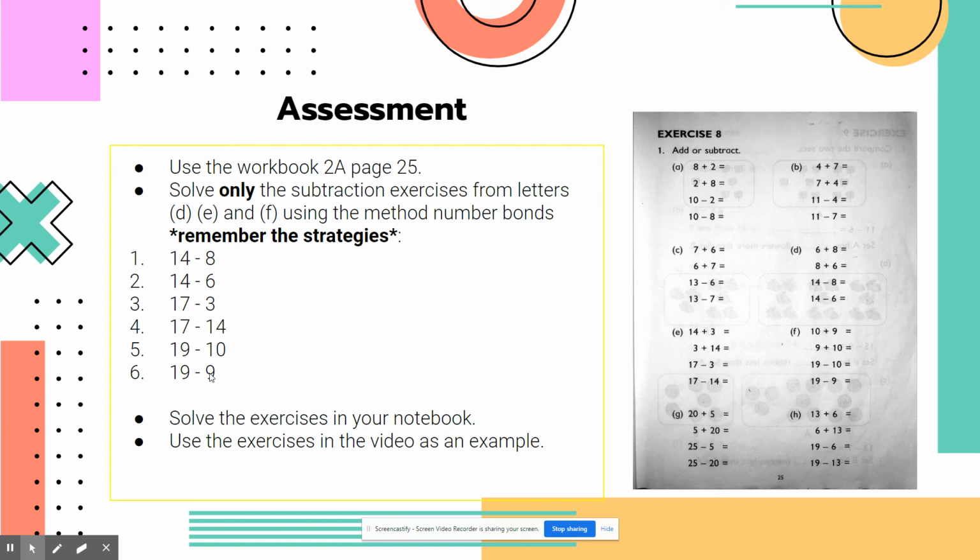And for exercises number 4 and 5, you're going to solve them using strategy number 2. Because strategy number 2 is used when you're going to solve exercises that have 2 digits and 2 digits. 17 is a number that has 2 digits, digit 1 and digit 7. Number 14 is a number that has 2 digits, digit 1 and digit 4. The same thing applies to exercise number 5. So for these 2 exercises, you're only going to solve them using the strategy number 2. The rest, you're going to use strategy number 1.